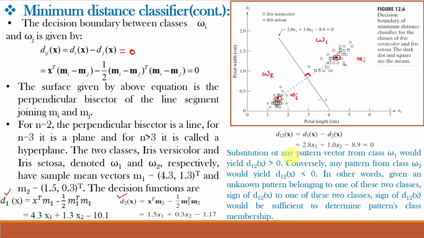Now substitution of any pattern vector from class omega 1 would yield d12 of x greater than 0, because it belongs to omega 1. Conversely, any pattern from class omega 2 would yield d12 of x less than 0 because it belongs to omega 2. In other words, given an unknown pattern belonging to one of these two classes, the sign of d12 of x is sufficient to determine the pattern's class membership: if d12 of x is positive, it belongs to omega 1, and if it is negative, it belongs to omega 2. I hope it is clear.